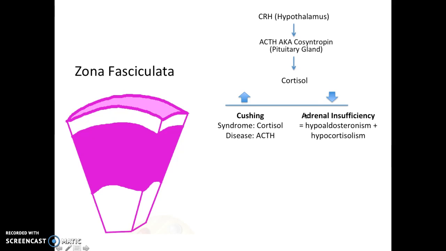Adrenal insufficiency, we talked about, that's the hypoaldosteronism with hypocortisolism. So we're not really going to focus on that. We're going to really focus on this Cushing, and is it something that's a syndrome, so the elevation of cortisol, or is it the disease, something that's elevated with the ACTH?